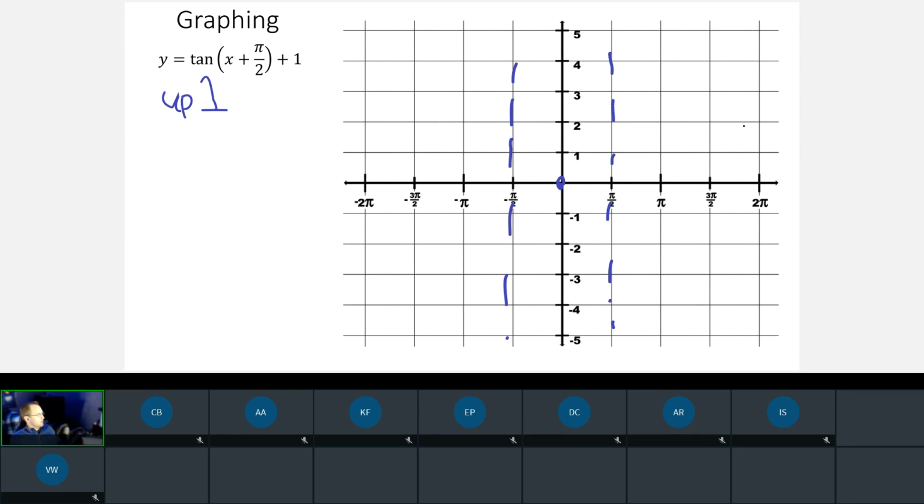All right, up 1. All right. Left pi over 2.